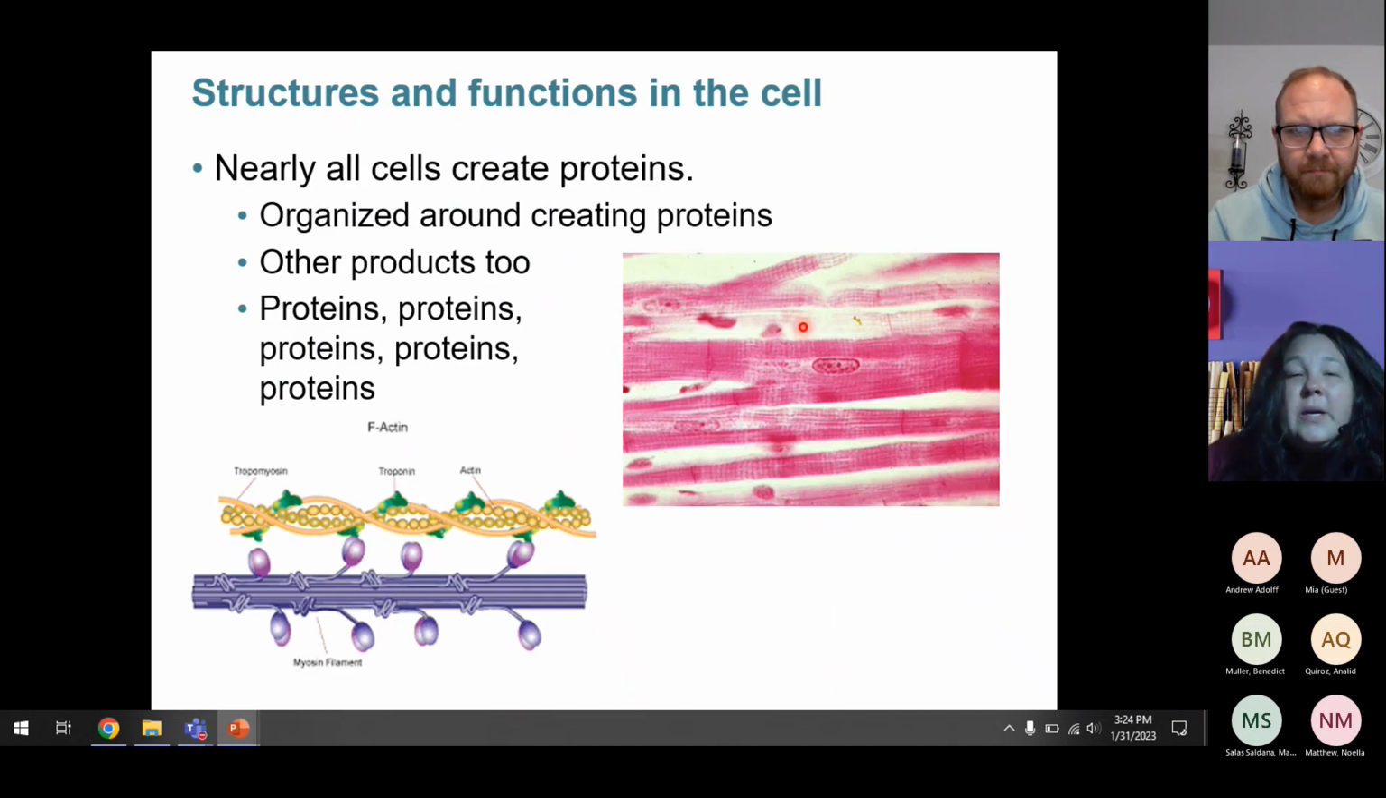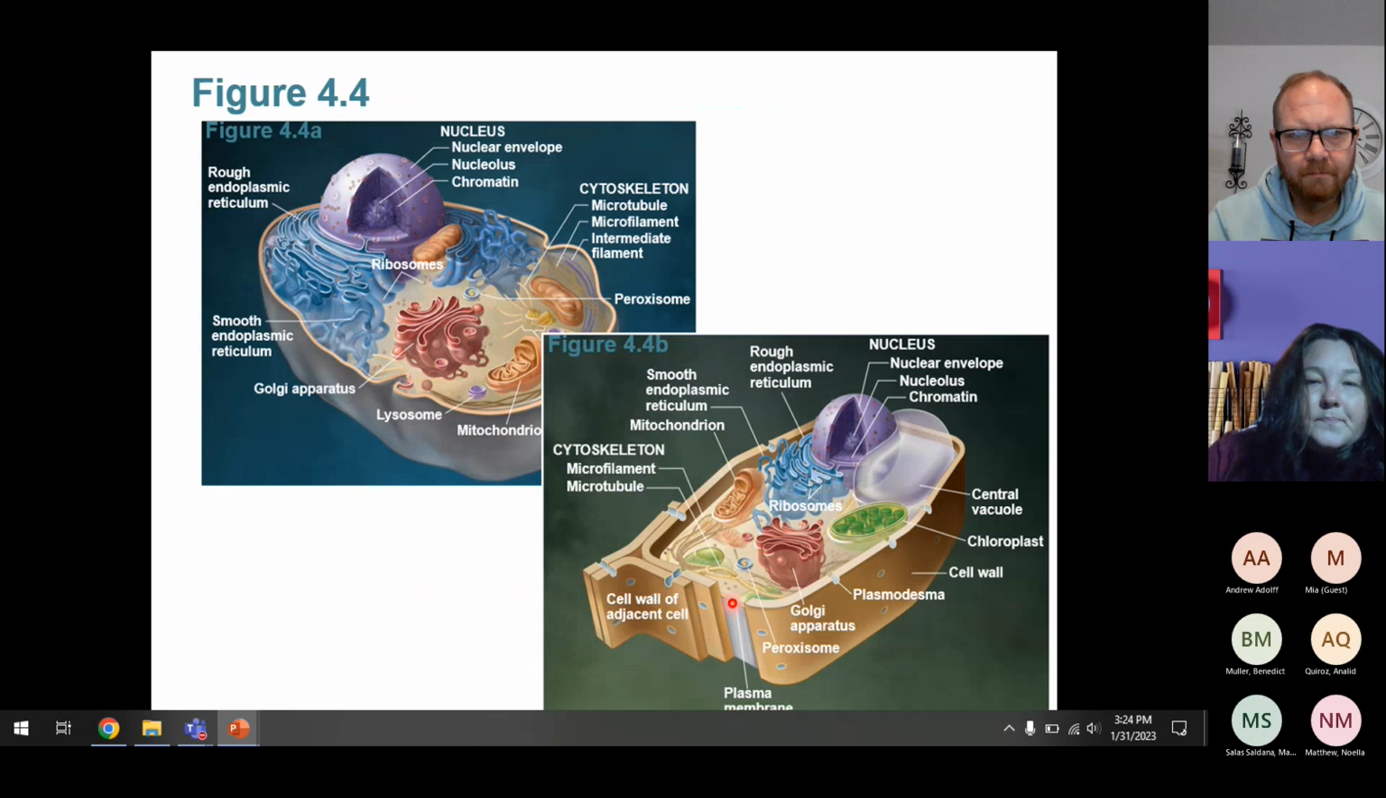Everything in a cell is organized around creating proteins. They do other stuff too, but proteins are the main point of every cell. Right here, I've got a muscle cell. You can see the muscle fibers running from left to right. And then within these are mitochondria. Mitochondria, remember, produce ATP. They are the powerhouse of the cell, and your muscle cells need a lot of power. So that's why there are so many mitochondria here. Those are also muscle cells down there.